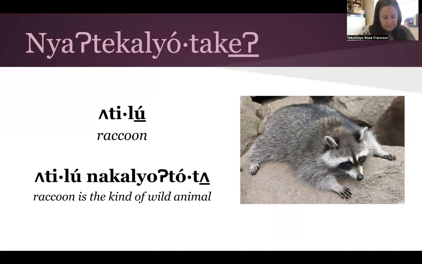Undilu. Undil is a raccoon. Undilu. Undil. Used in a sentence, undilu ngaliot dod.